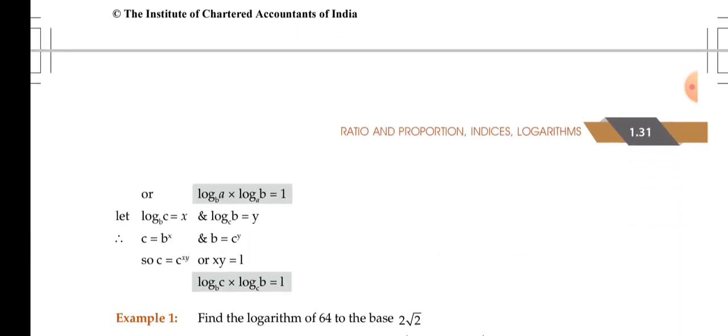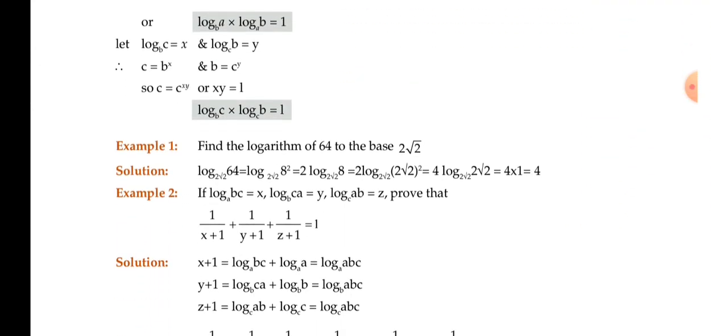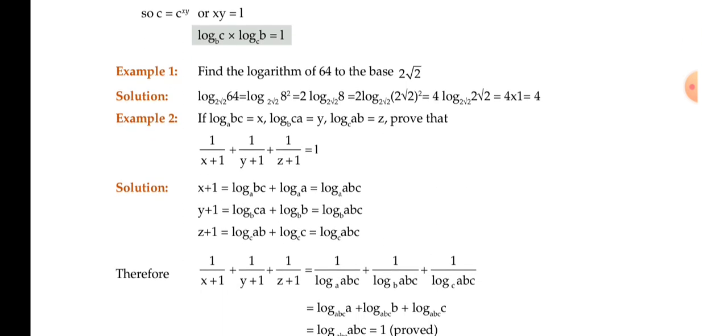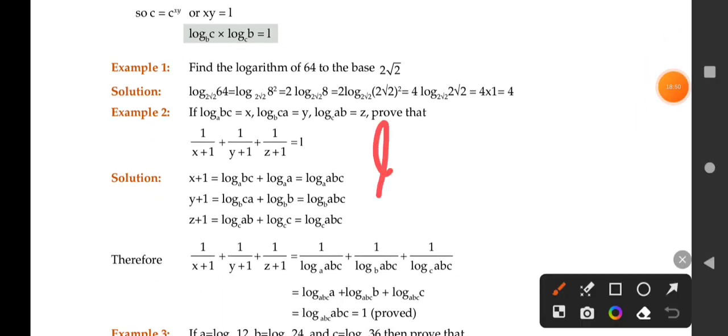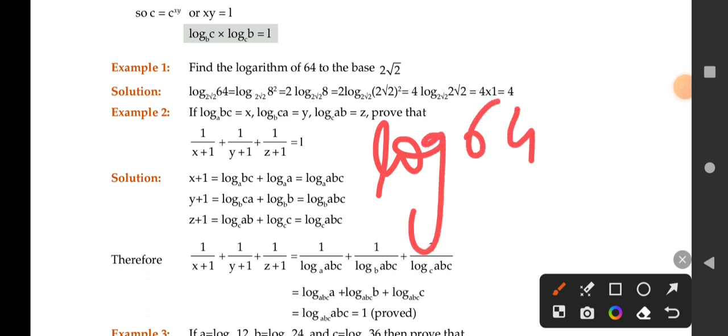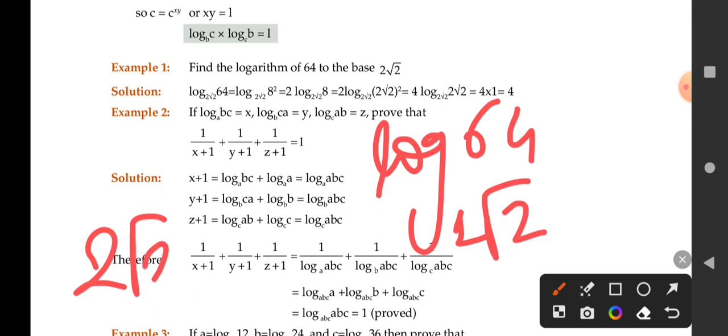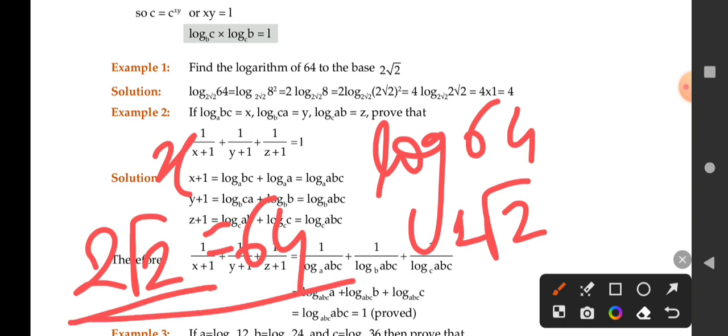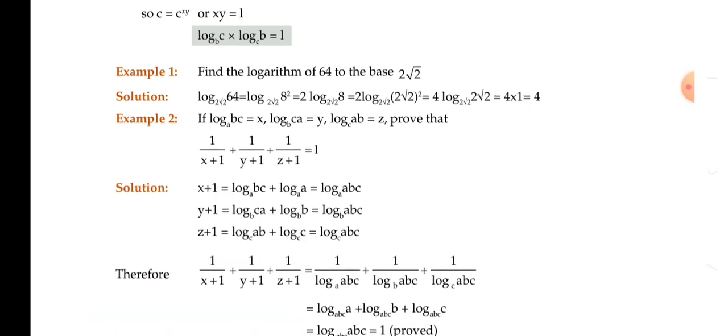Okay, so we have seen the relation between indices and logs. Okay, again these examples, same. Log of 64 to the base 2 root 2, transform it into an index form. 2 root 2 power x is equal to 64. Solve this with the help of calculator trick. You will get answer as 4.